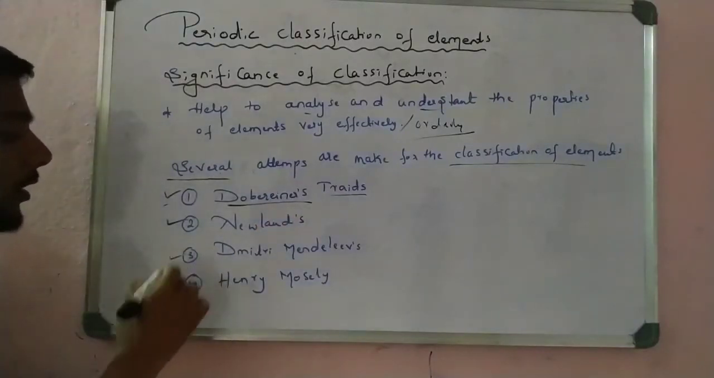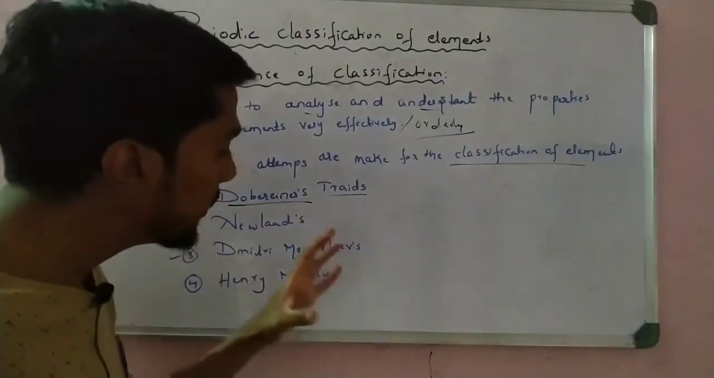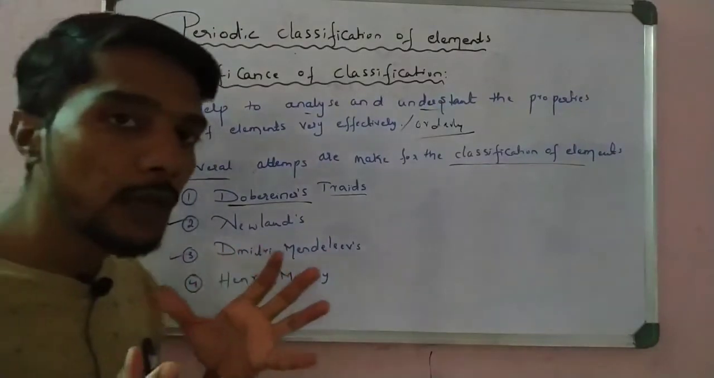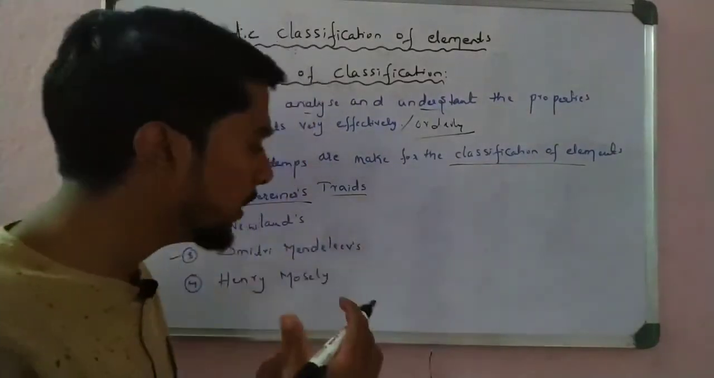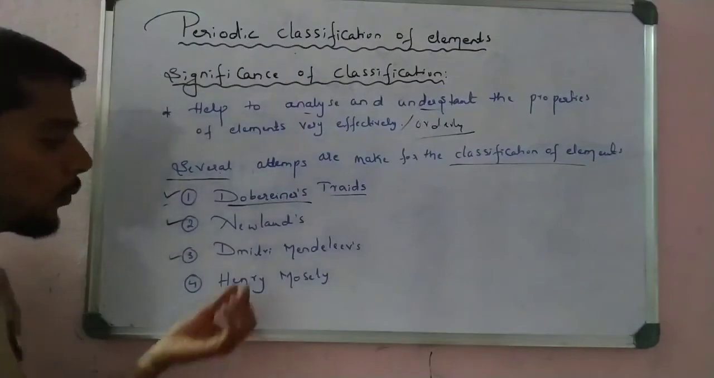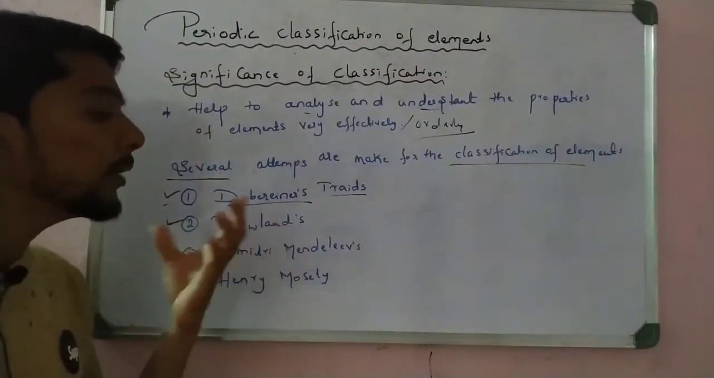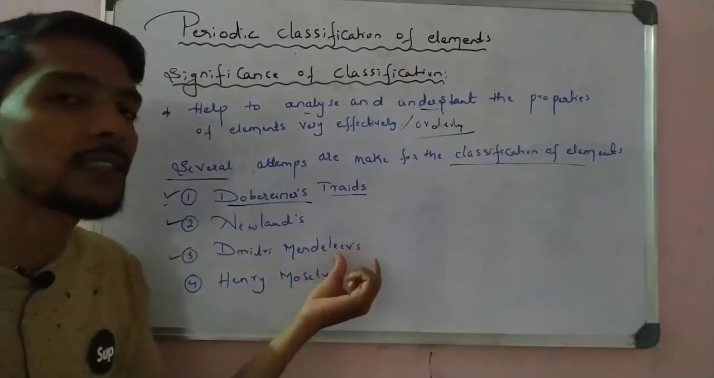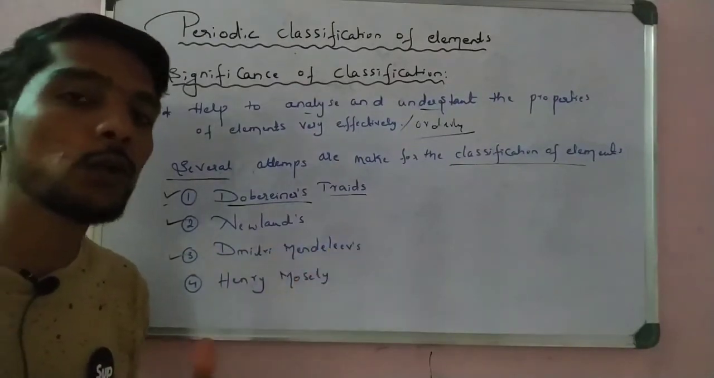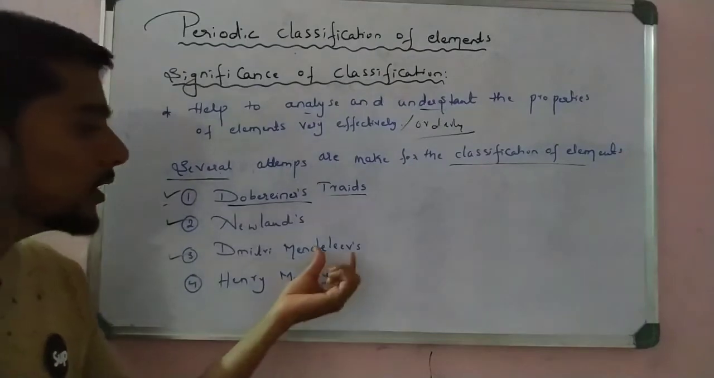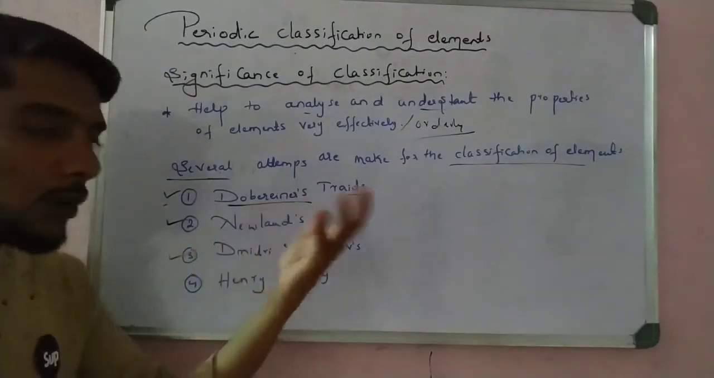And then the third one is Dmitri Mendeleev. Dmitri Mendeleev also classified the elements, and he was nearly successful. The most important theory is what? Dmitri Mendeleev's theory. He was nearly successful in the classification, but due to some limitations this theory also failed. Why? That will be in the next class.